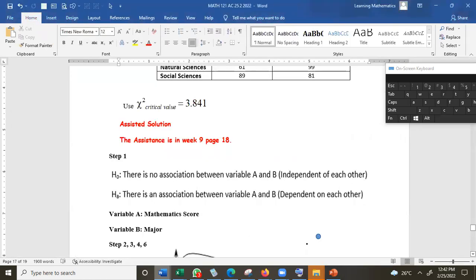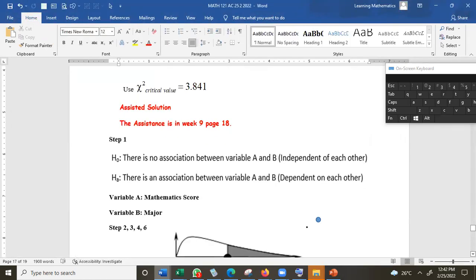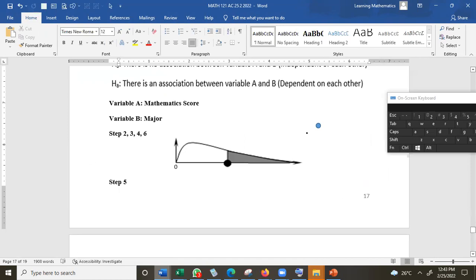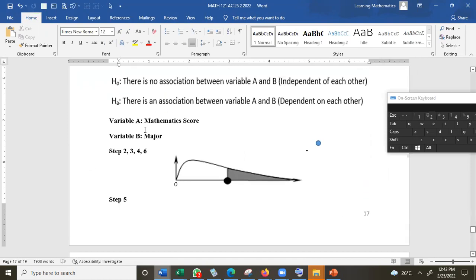Okay, now we're doing a critical value approach. So we need a curve. Here we define what is variable A and B, because in the text, it comes general A and B. So you have to define what is variable A and B. It doesn't matter who you put for A or B, once you list them. So it's math score and major.